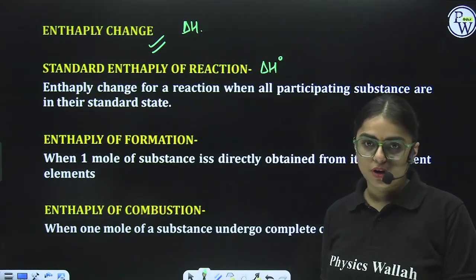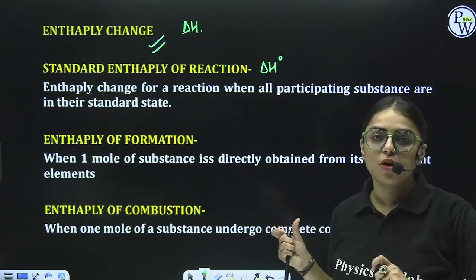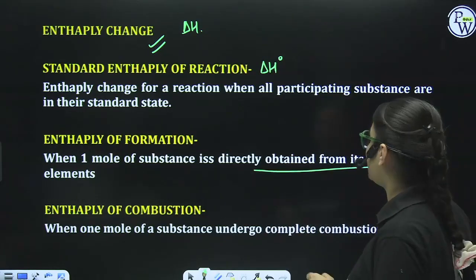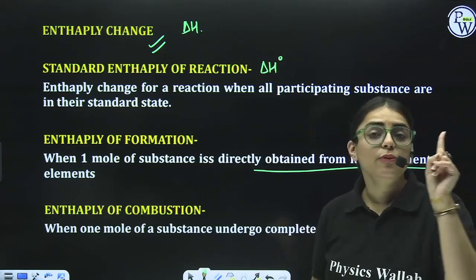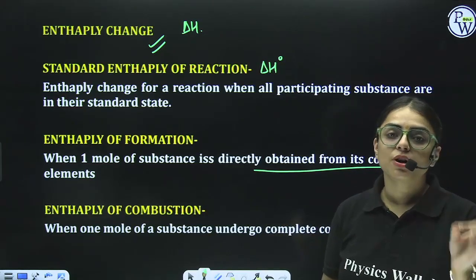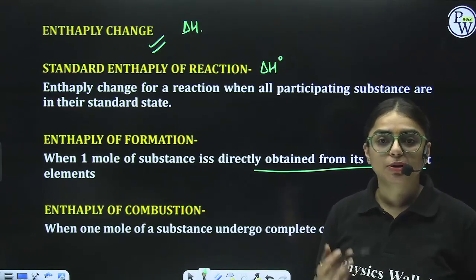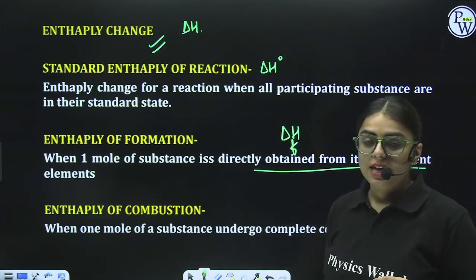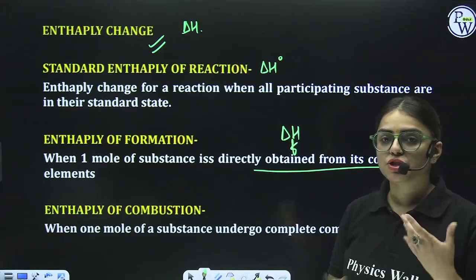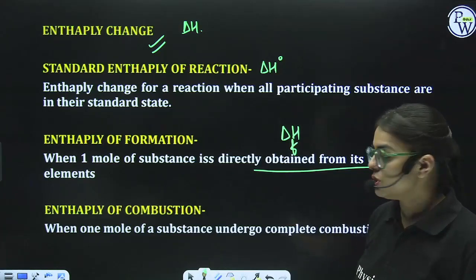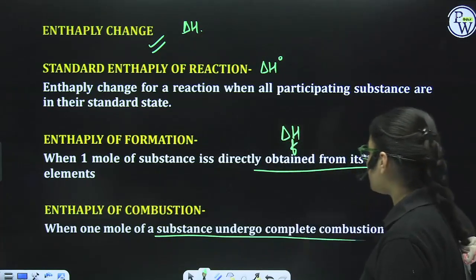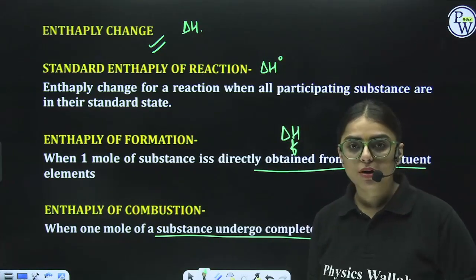Now comes enthalpy of formation. What is formation? Something being formed. So when 1 mole of a substance is directly obtained from its constituent elements, at that point the enthalpy is enthalpy of formation, which is represented as delta H f, for formation. Next comes enthalpy of combustion. Combustion means reacting in the presence of oxygen, in the presence of air, that is with O2. So when 1 mole of a substance undergoes complete combustion, that is enthalpy of combustion.